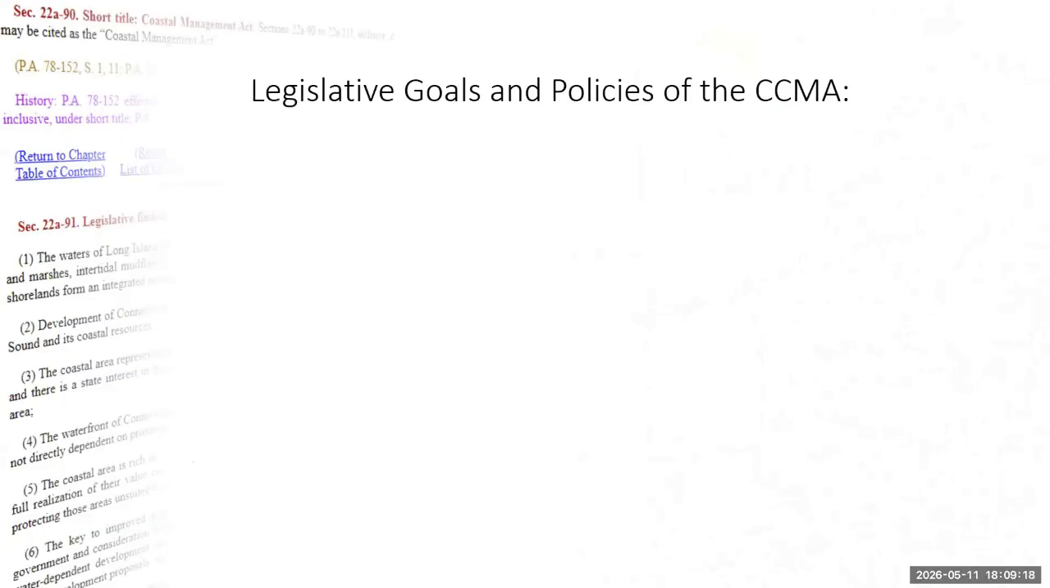So starting off with the legislative goals and policies of the CCMA, and I just want to make sure this is recording, right? Yeah, it is recording.